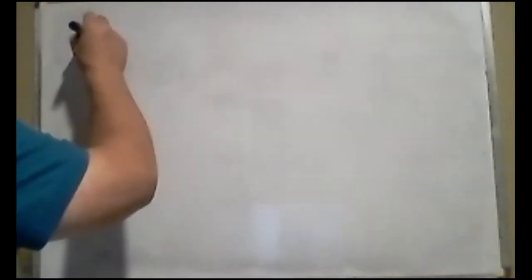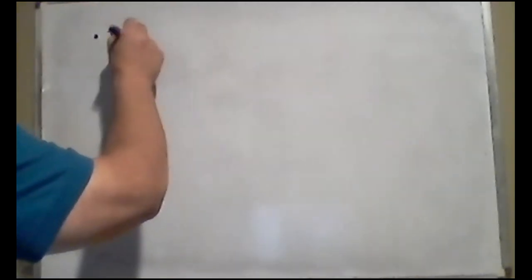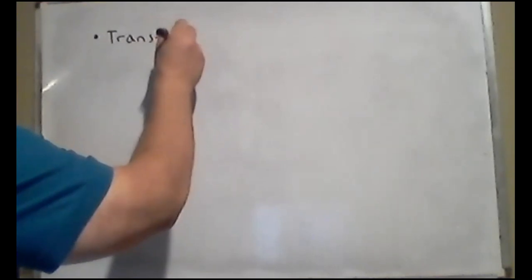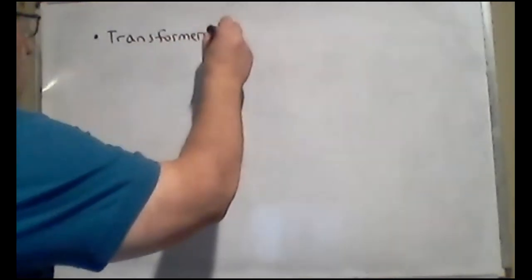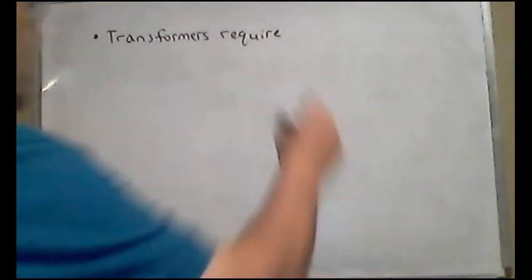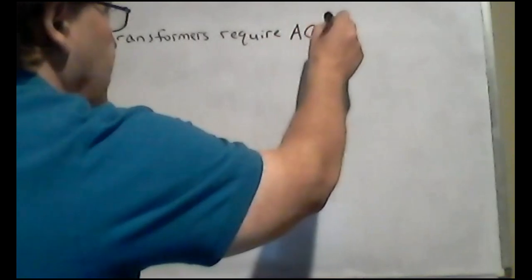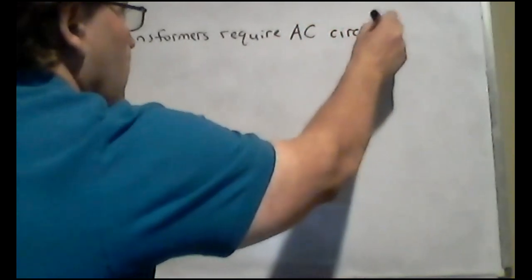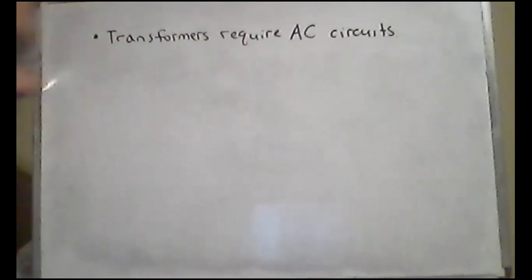All right, so the idea is to successfully operate a transformer. Transformers require AC circuits. There's no ifs, ands, or buts about it. You must use AC circuitry. That is one of the primary drivers of why we have AC. We have to transform.